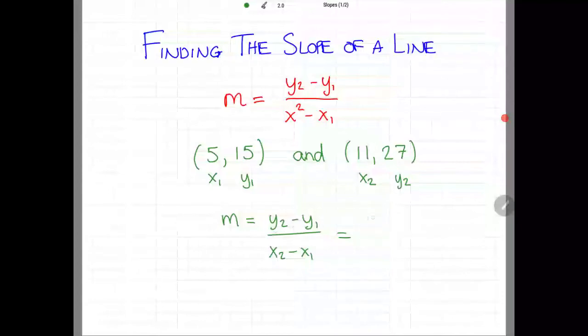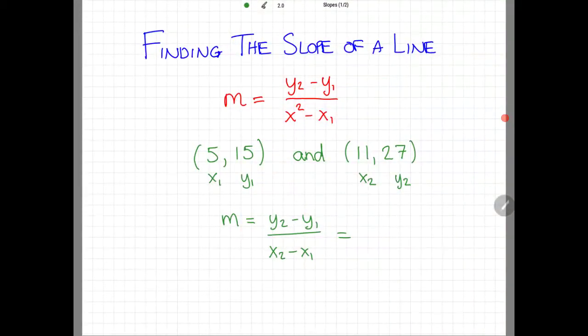So what is y2? Well, y2 is the 27. So we're going to take 27 minus y1, which is 15. And we're going to divide that by x2, so go find x2, and this will be confusing if you don't write x1, y1, x2, y2 below the numbers or on top of them. So x2 is 11, and x1, we're going to subtract x1, x1 is 5.